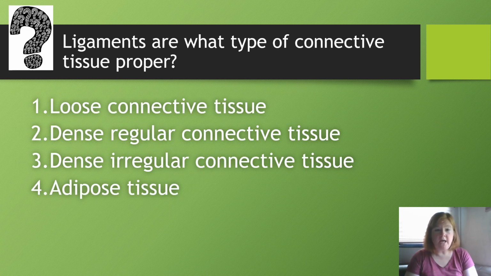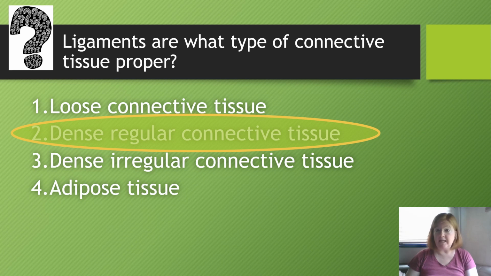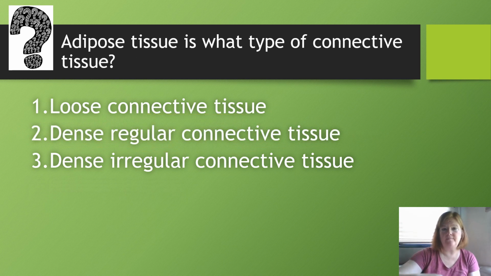Ligaments are what type of connective tissue proper? Dense, regular connective tissue. Adipose tissue is what type of connective tissue?